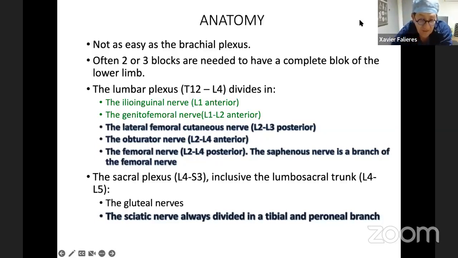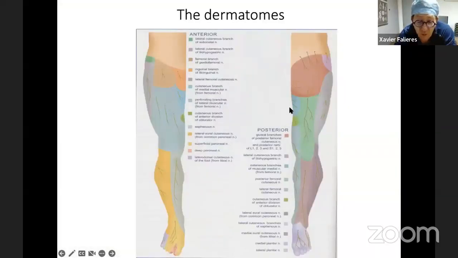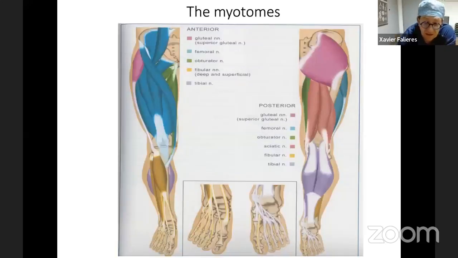And then we will have a look at the posterior part of the lower limb, all the sacral plexus, giving us the very important sciatic nerve. So as you can see here, it's not a very easy anatomy compared to the upper limb. Also, when we look from the skin to the muscles and then to the bones, you see that the distribution of all the nerves for the lower limb is complex. So you need to have some idea before giving blocks of what you want to reach.